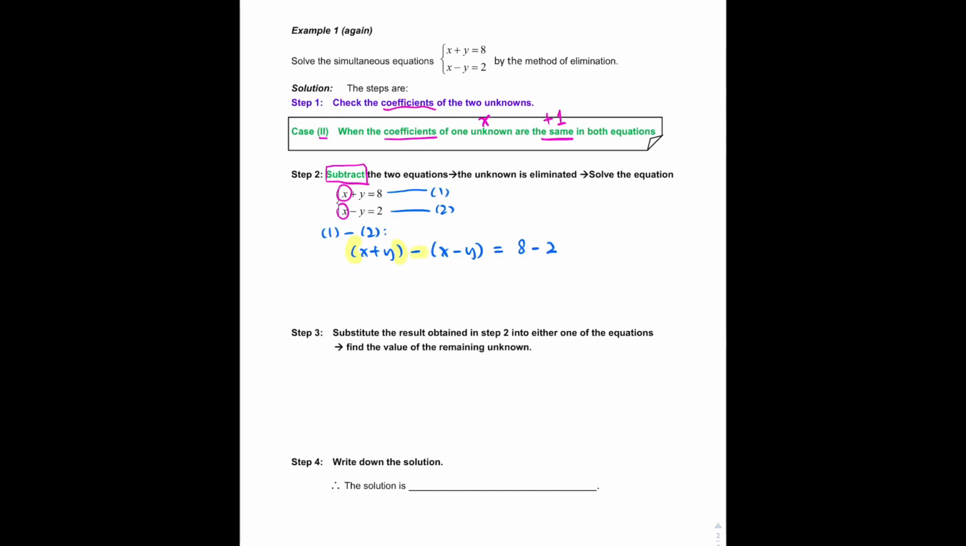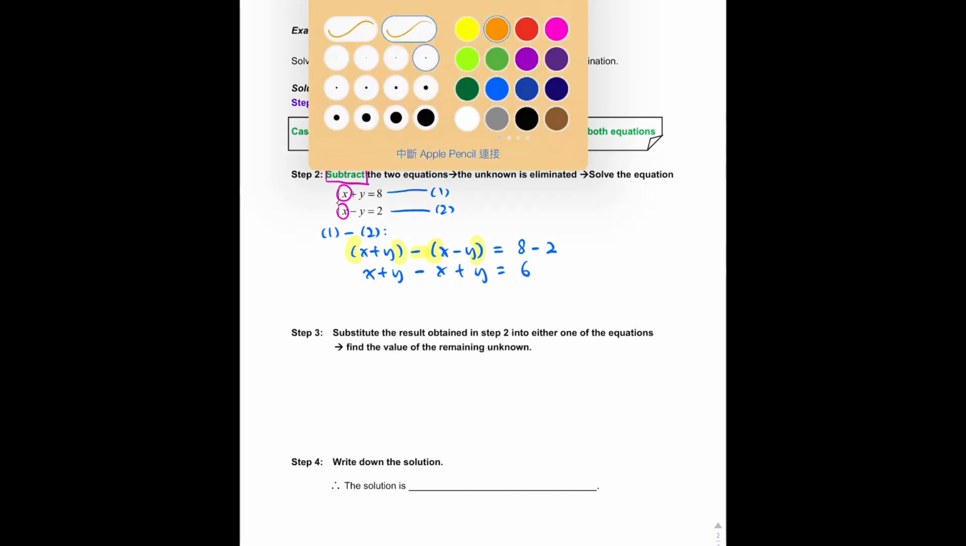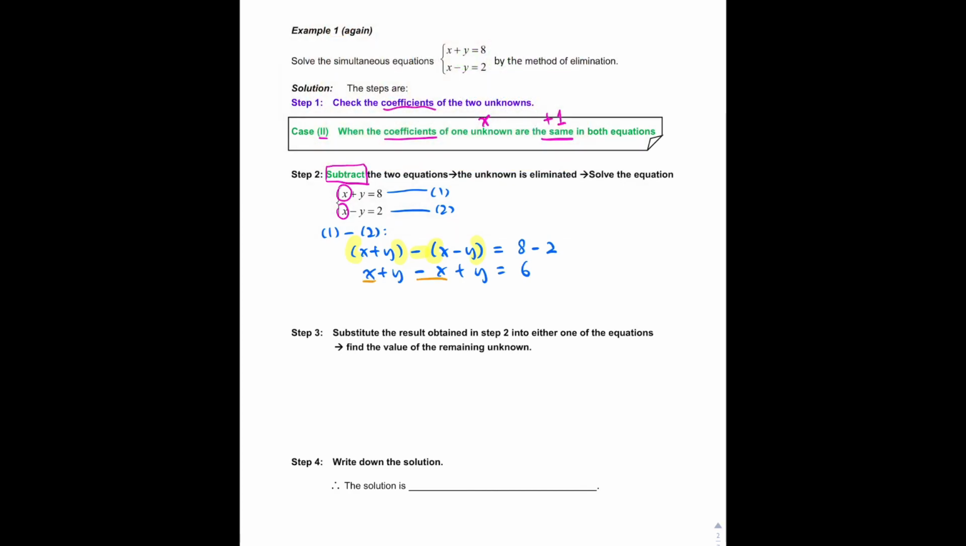Remember to put the brackets. And then we can remove the brackets. So for this case, you find that x minus x, x is eliminated, and then what's left is an equation in one unknown y. We can solve for y. We will have y plus y, 2y equals 6. Still we get y equals 3.